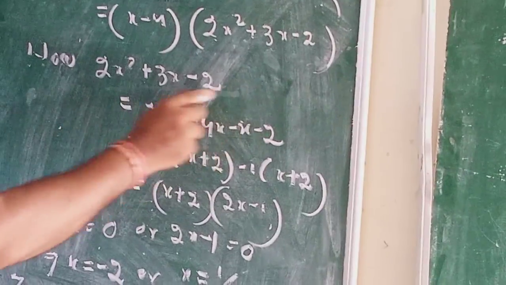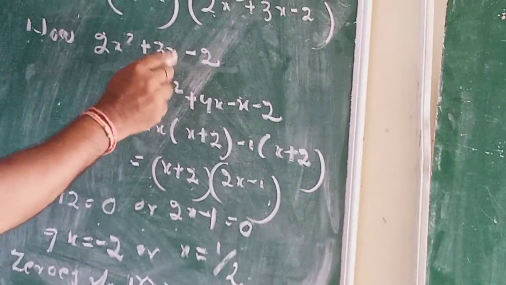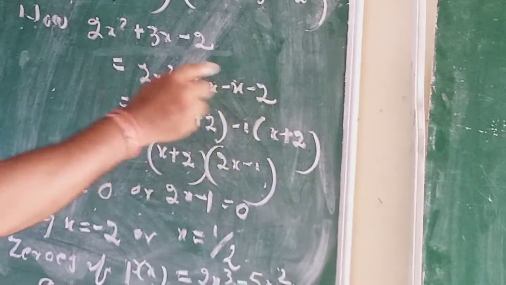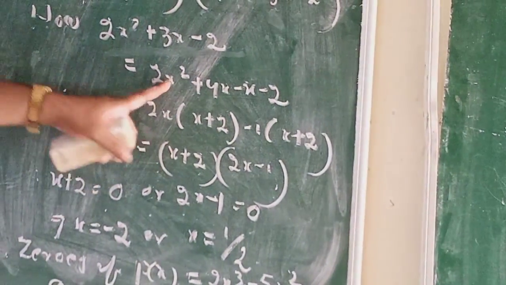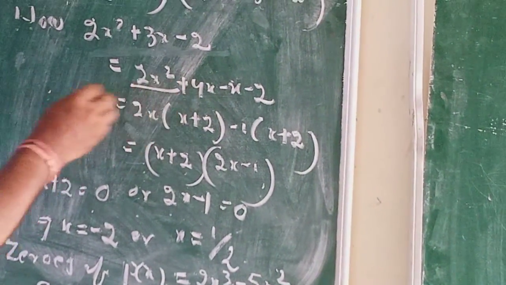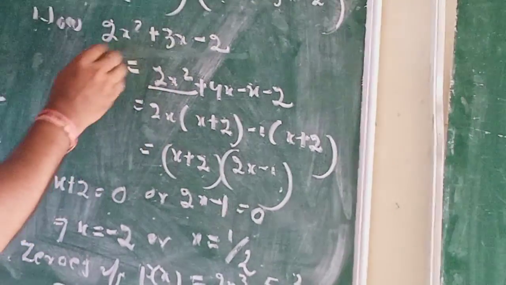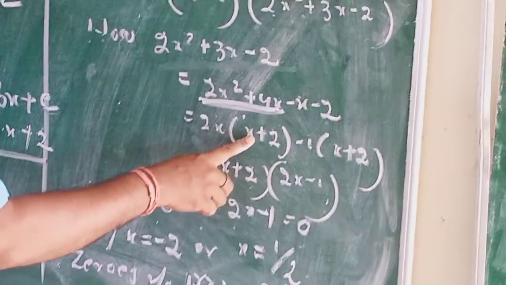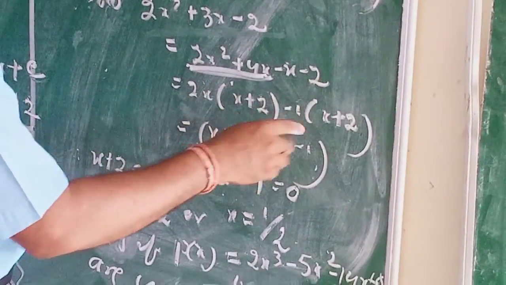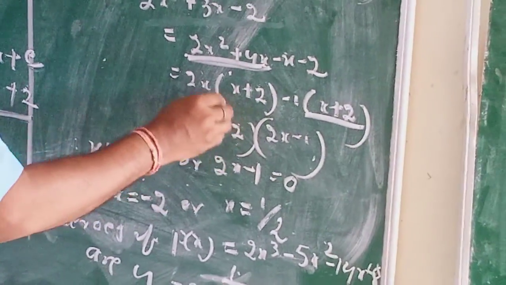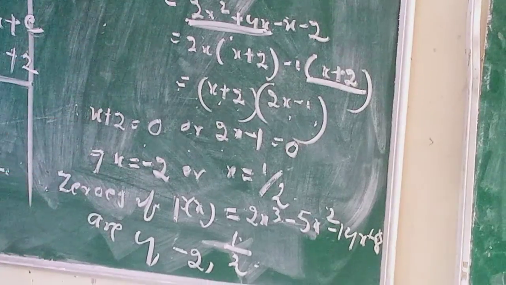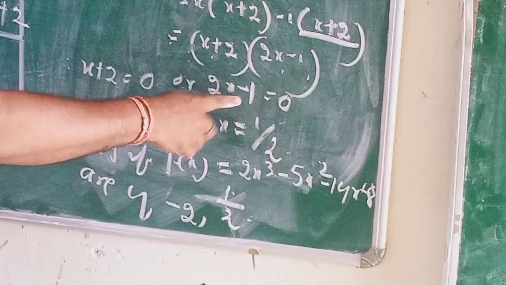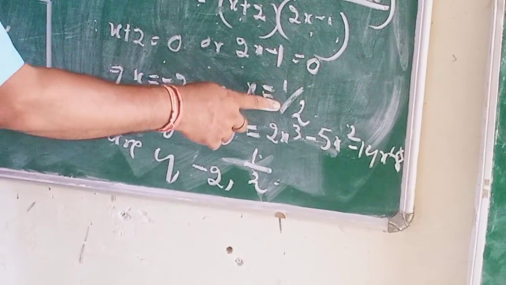If we split this by splitting the middle term, you will get 2x square plus 4x minus x minus 2. Take 2x common from the first two terms, x plus 2, and minus 1 common from the last two, x plus 2. It is coming x plus 2 into 2x minus 1. Now if x plus 2 is equal to 0 or 2x minus 1 is equal to 0, then x is equal to minus 2 or x is equal to 1 by 2.